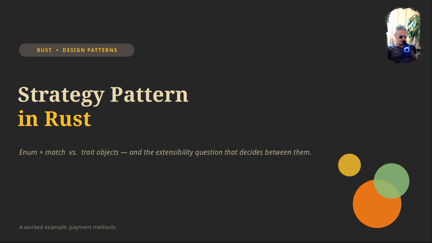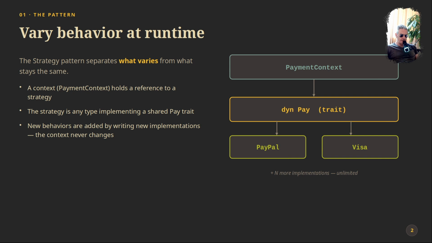We're going to look at the strategy pattern in Rust. So the strategy pattern allows you to separate what varies from what stays the same. This is just a quick intro. We'll look at some code in a second, don't worry.